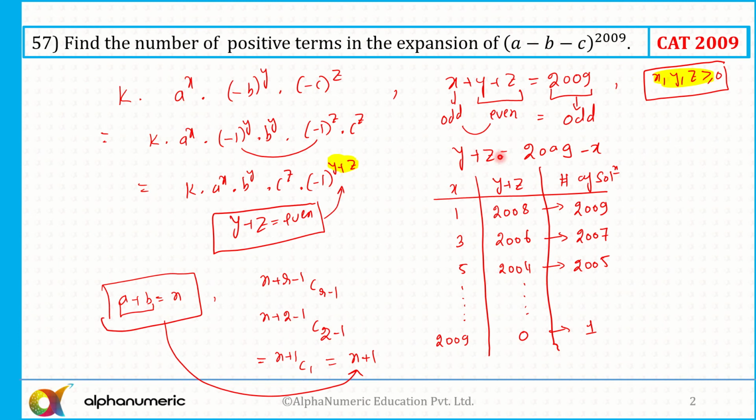So now I need to find the sum of these numbers. Okay, so let's add here. I'll get 1 plus 3 plus 5, going from top to bottom, 1 plus 3 plus 5 and so on till 2009. So this is an odd number. And what is the number of terms? There are 1005 terms.